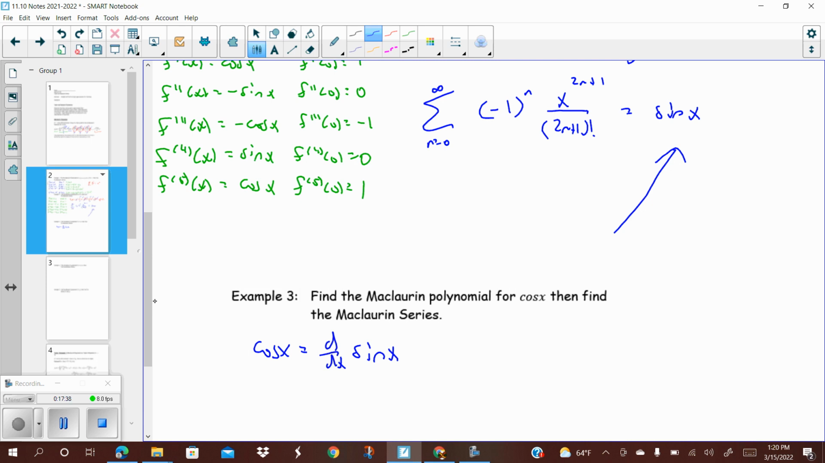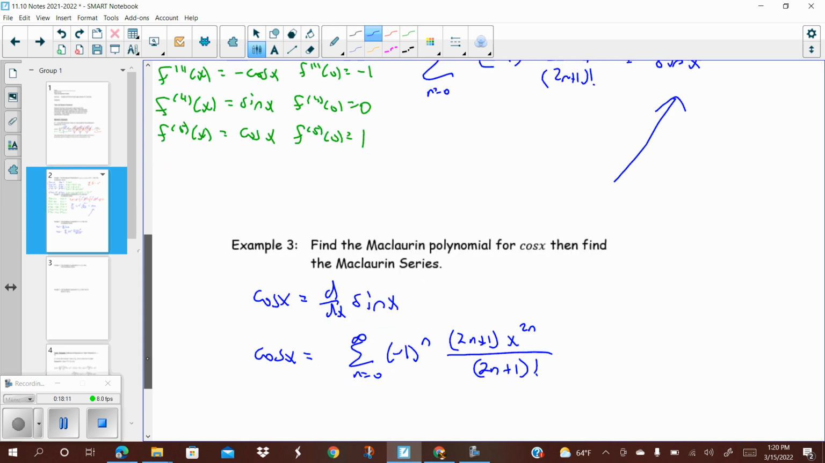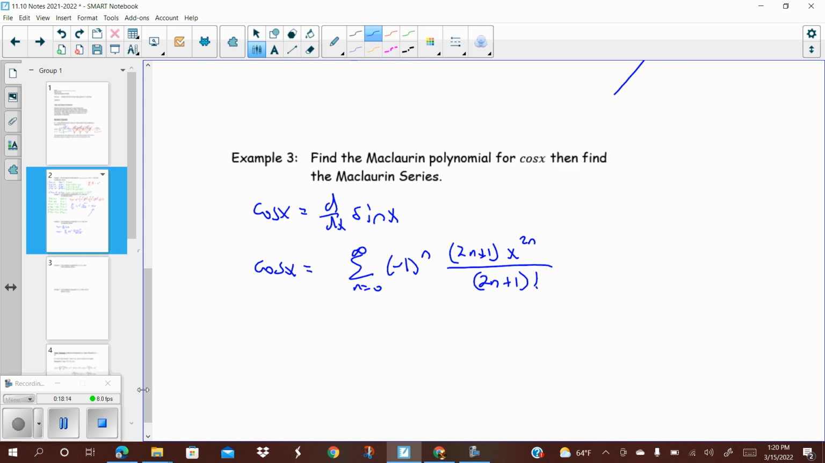So let's do that. Let's take the derivative of that power series, and we will get that cosine of x is the series as n goes from 0 to infinity, -1 to the n. Remember, you're only taking the derivative of the x term. The n's have nothing to do with the function of x. So let's see. We'll bring the exponent out to the front, 2n plus 1. Reduce the exponent by 1, brings it down to a 2n. And then we're still going to have that over 2n plus 1 factorial. And that is a power series representation for cosine of x.